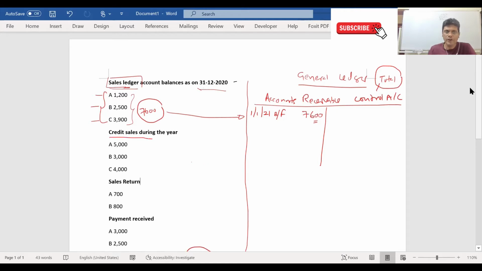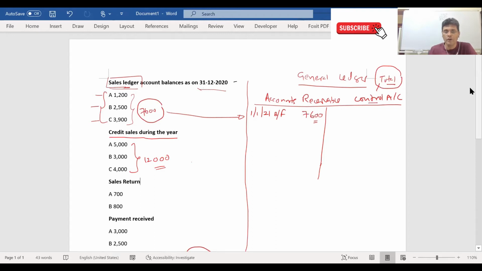Now, credit sales during the year. What sales do you need to record in the accounts receivable control account? What is the total sales? What amount is to be recorded in the control account now? 12,000. 5 plus 3, 8 plus 4, 12,000. Why 12,000? Because this is the control account. We have to take the total, not the individual totals.